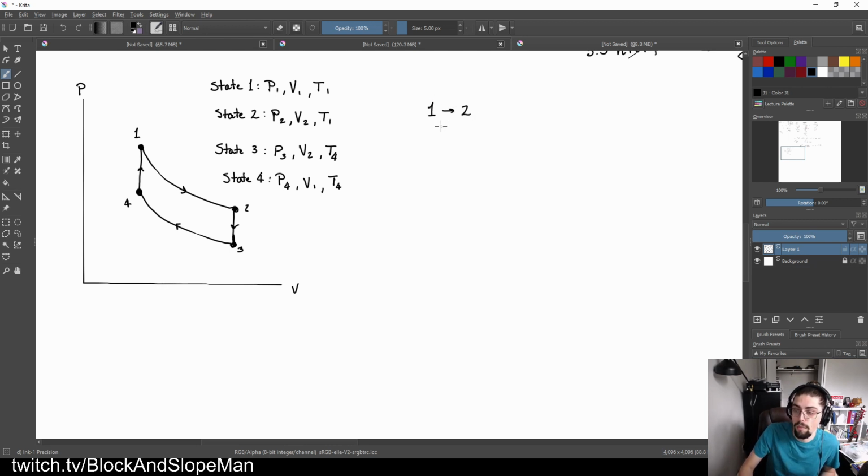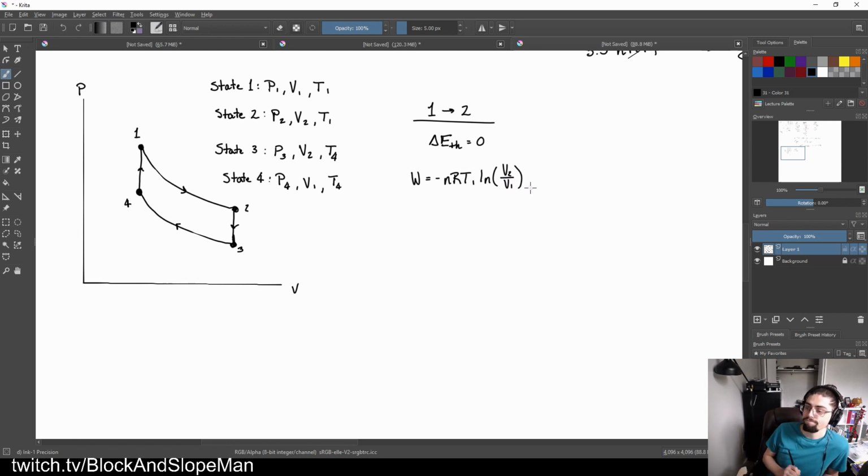1 to 2. I know that there's no temperature change, right? This is an isothermal process, so delta E thermal is 0. Nice. Work is an expression that I have. So this is a negative nRT1 natural log of V2, because that's V final, over V1. Okay. Again, I don't really know how they relate. One thing I do know is that V2 is greater than V1, right? And that's actually going to be an important point. We will need that point. Okay, but that's all I got for that one.